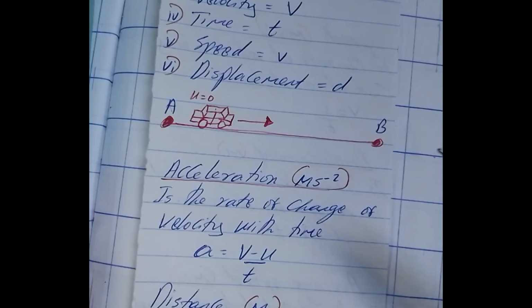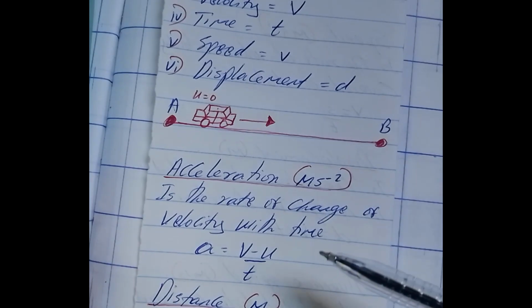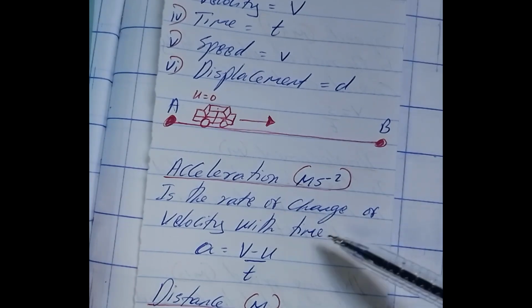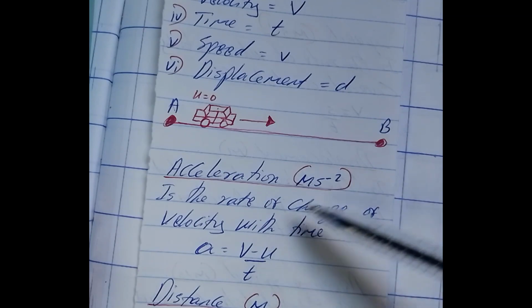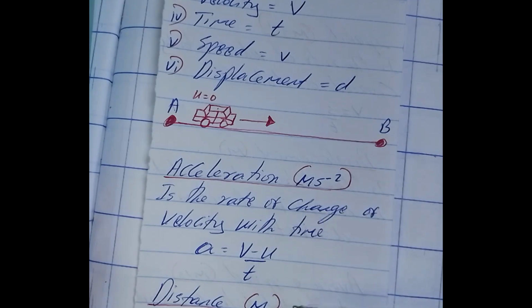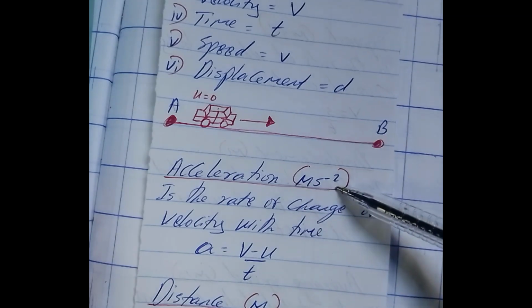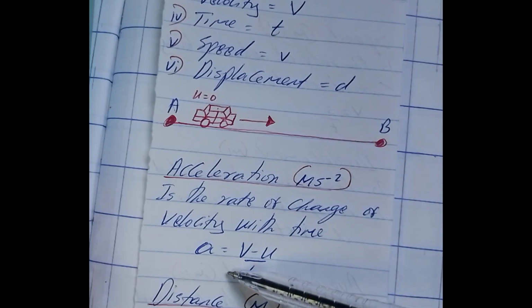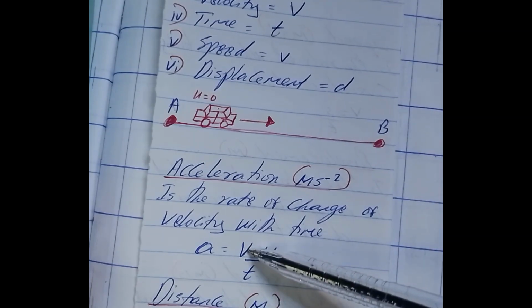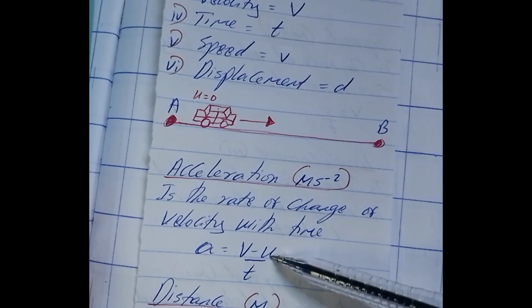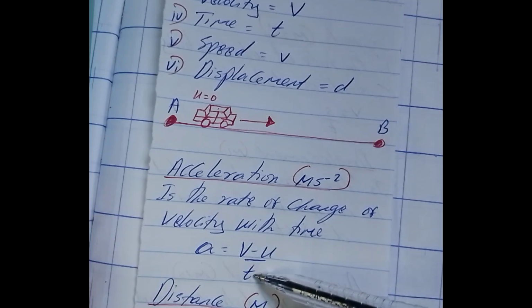Now, what is acceleration? Acceleration is the rate of change of velocity with time. It is denoted by letter a. It is measured in meter per second square. Mathematically, acceleration equals v minus u over t, where v is the final velocity and u is the initial velocity and t is the time taken.